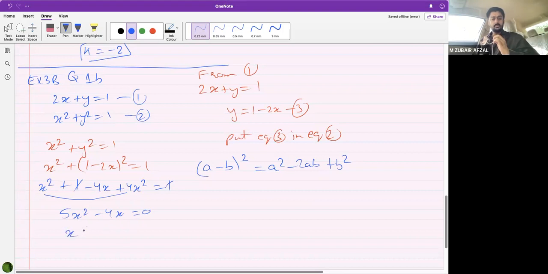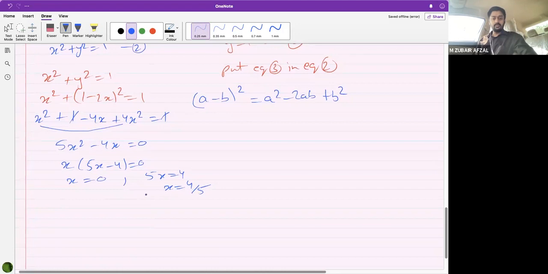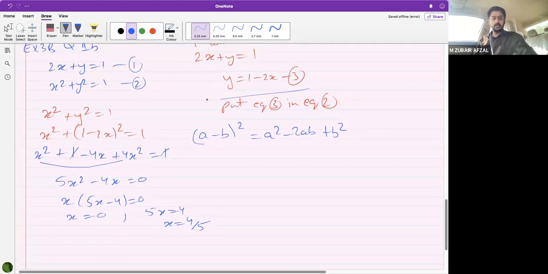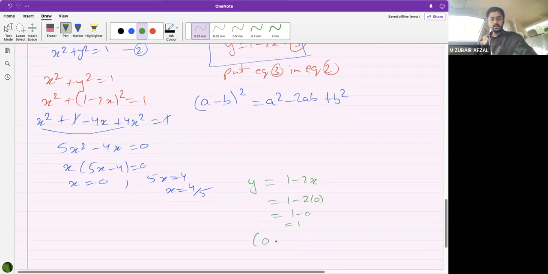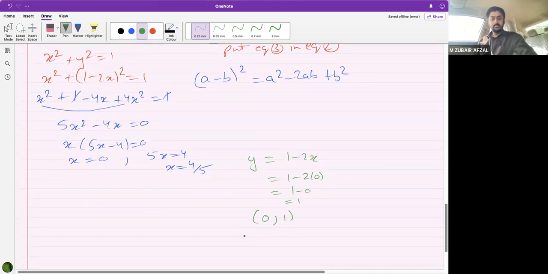Taking out common, this is x into 5x minus 4 equals 0. So first is 0 and next is 4 by 5. So we have these two values, and our third equation was this. Y is already the subject in that. So y equals 1 minus 2x. 1 minus 2 into 0 is 1 minus 0, that is 1. So when x is 0, y is 1.